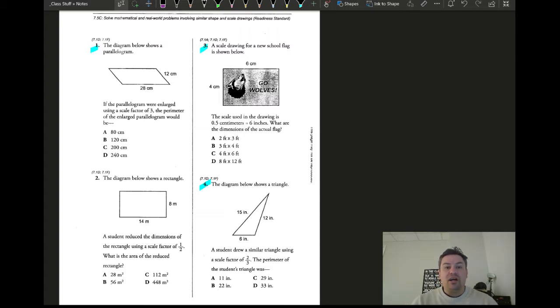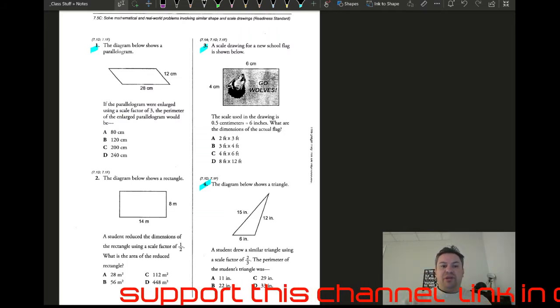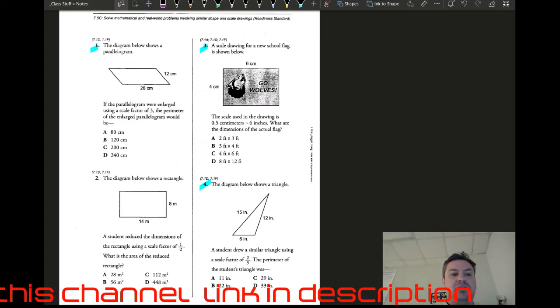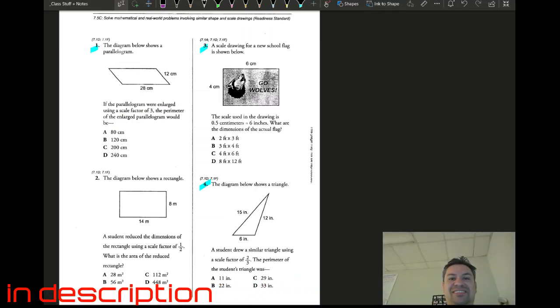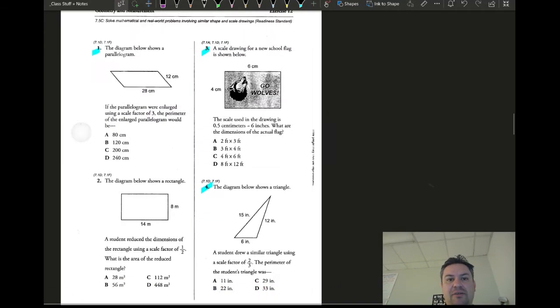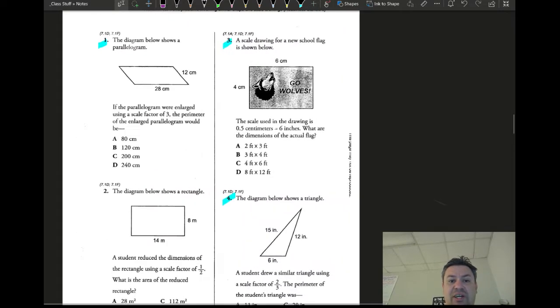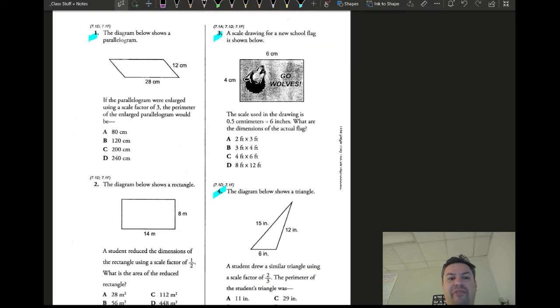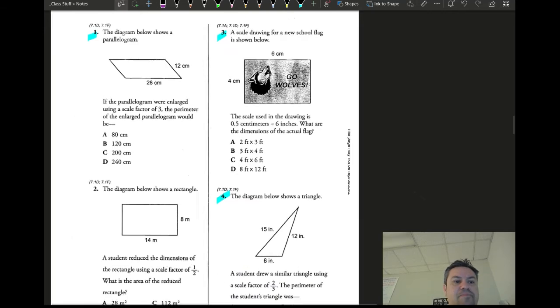And today we're going to talk about scale drawings and scale factors. This is going to be very similar to similar shapes on the video that we talked about before. So let's go ahead and get started. I'm just going to do a few different samples because we haven't covered this too much. This is TEKS 7.5C, and these questions are very similar to what you might find on the STAR test.